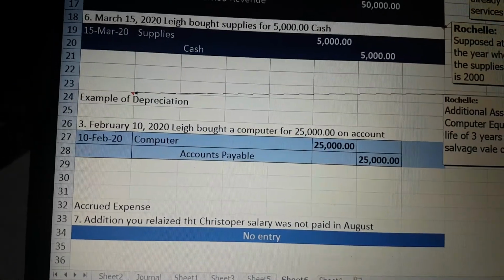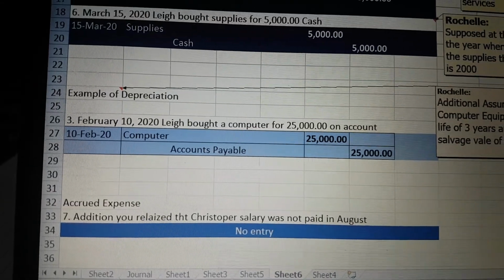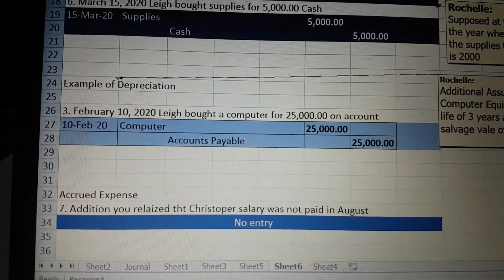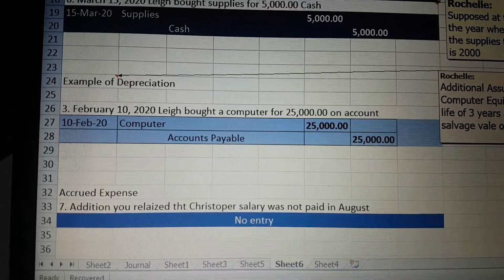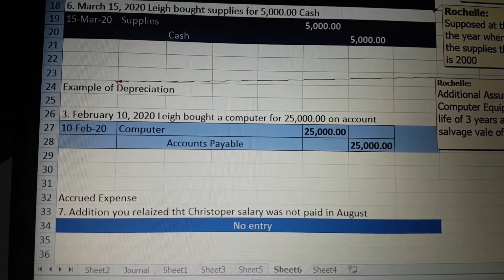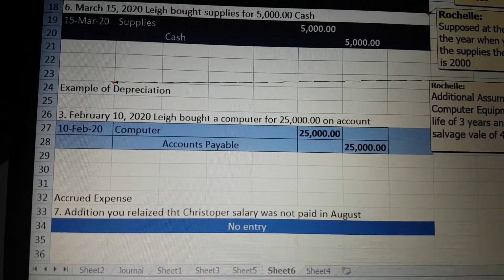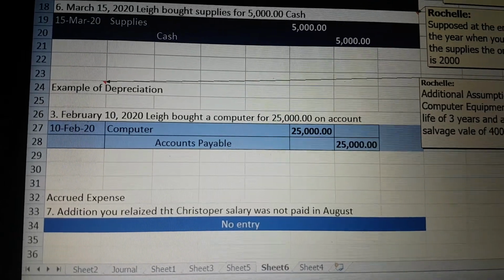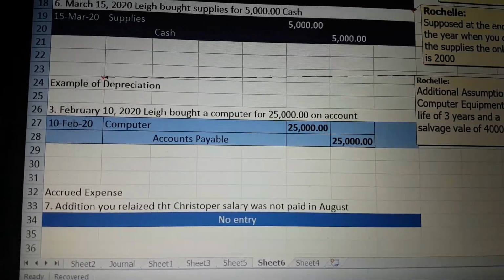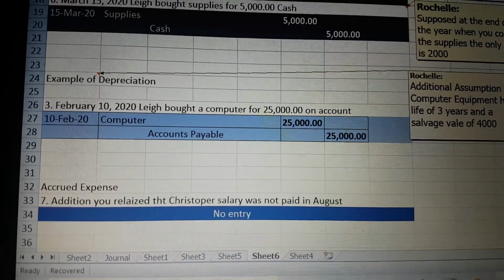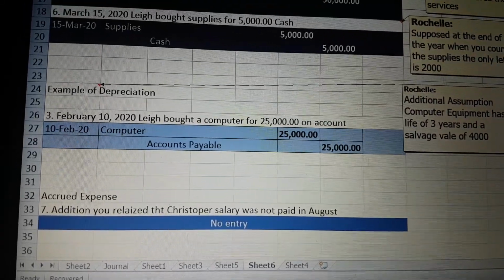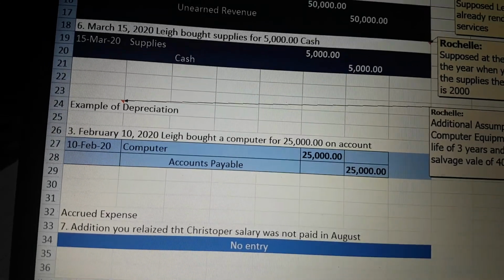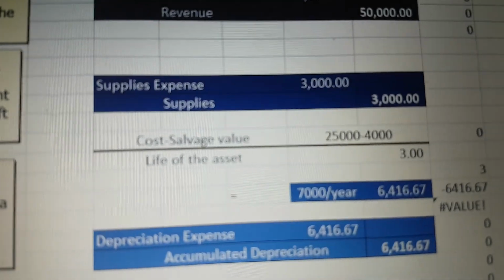So take note, suppose that they bought a computer for 25,000 on account. So, computer 25,000 and then accounts payable 25,000. But take note, your computer's value at the end of the year would not still be 25,000 because we already used it up. So, depreciation is a recognition of expenses on a year-to-year basis because you use the property and its value goes a little bit lower as you utilize the equipment. Okay? So, we just use straight line. So, straight line, the formula would be cost, which is the 25,000.